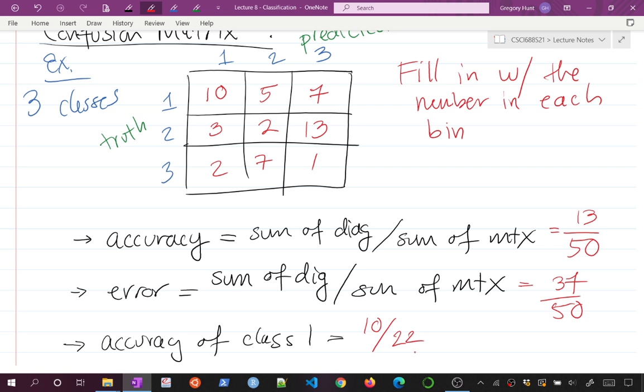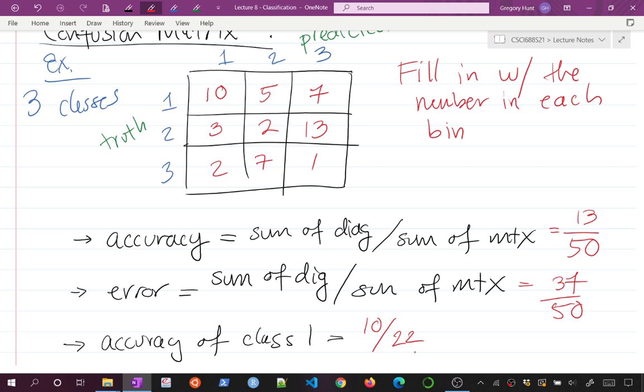Among the things that are truly in class 2, I did really badly. Maybe my overall accuracy was 13 out of 50, but my class 2 accuracy is what? I have 18 total, and I have 2 out of 18, which is horrendous. So I do much worse on class 2 than class 3.